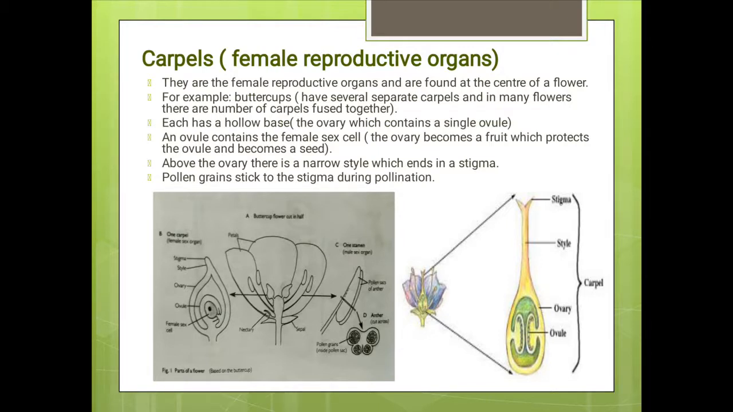And if you focus on the picture, you would see just above the ovary there is a narrow style which ends in a stigma, and during pollination pollen grains stick to the stigma.